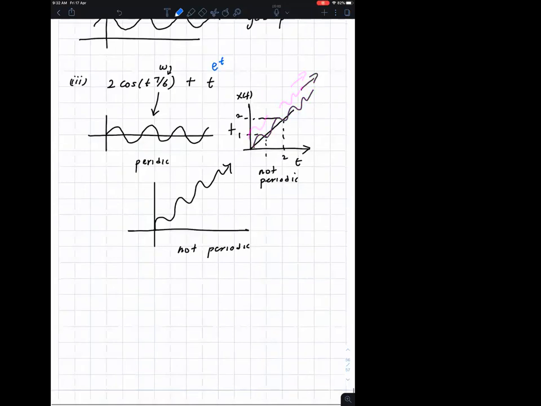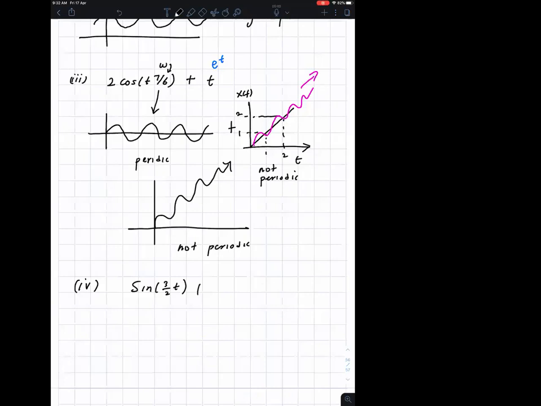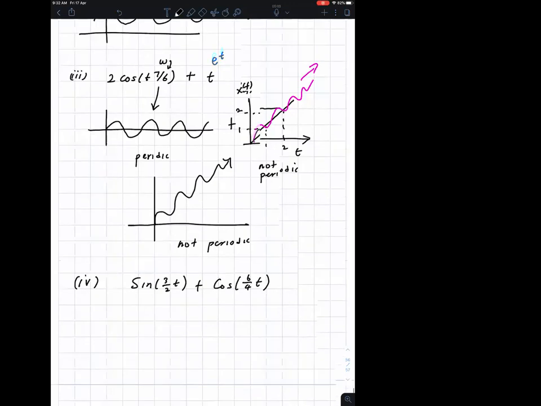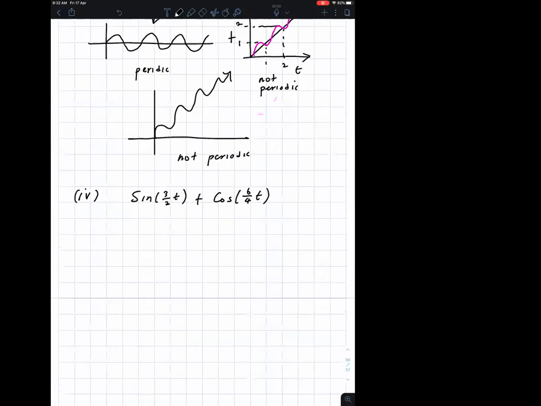Now I'd say sine 3 over 2 t plus cosine 6 over 4 t. Okay, is this periodic or no? Is this periodic?